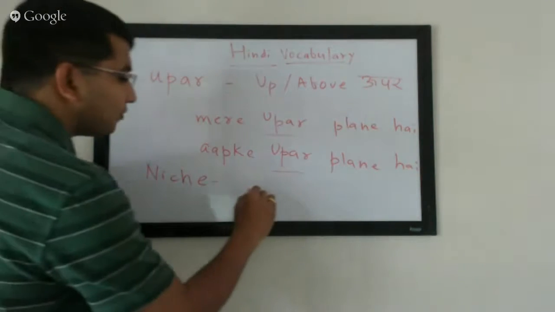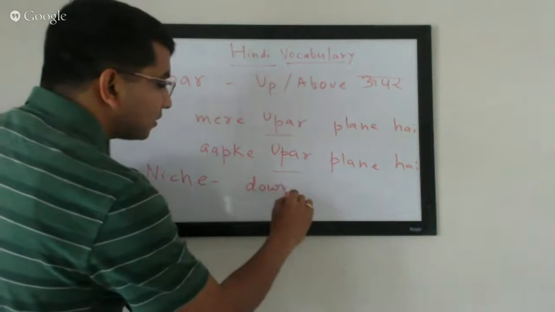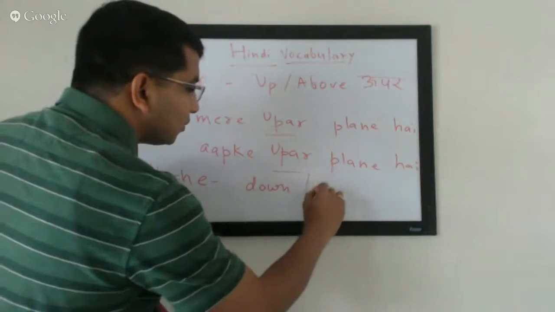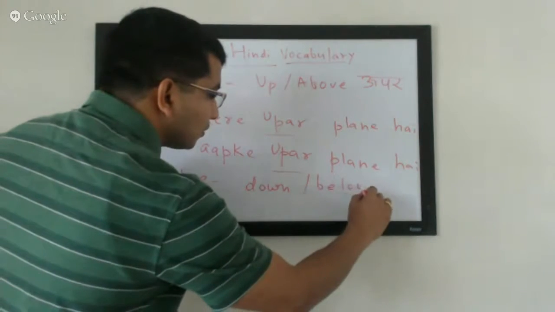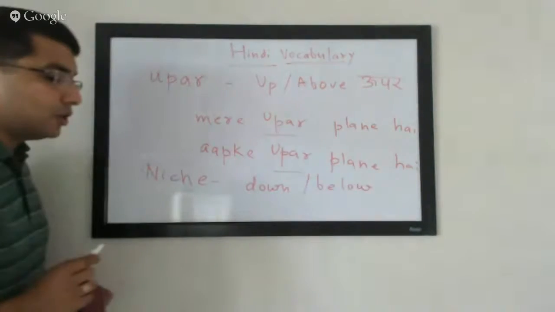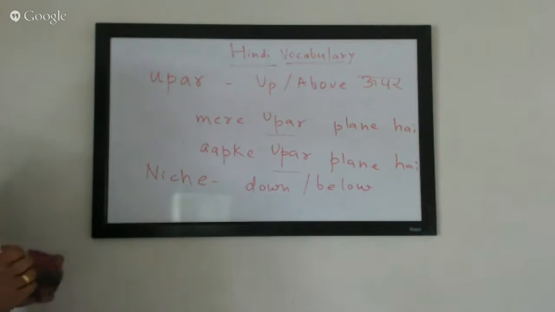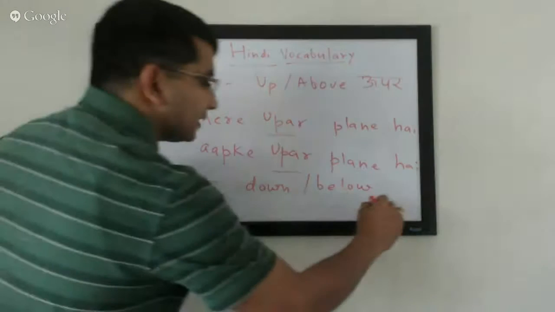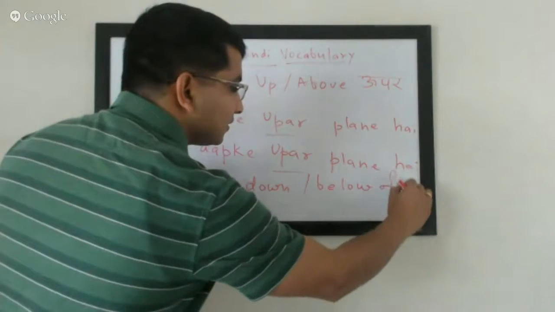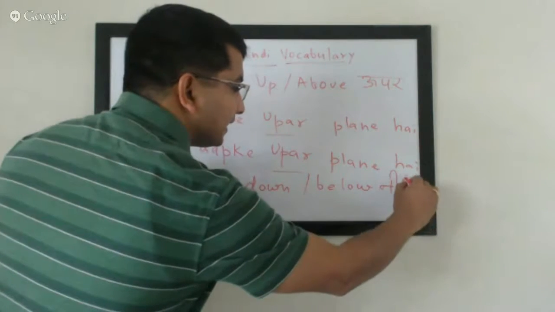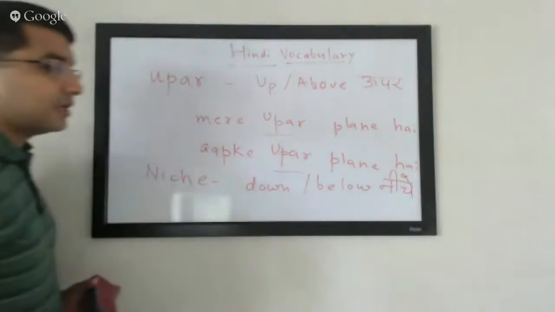Niche is down or downward, or basically below. Below. Okay. So write it as knee with ch and then a sound. Niche. Niche.